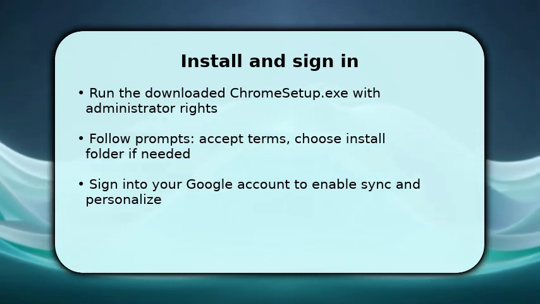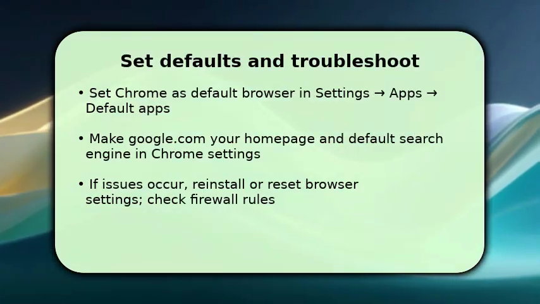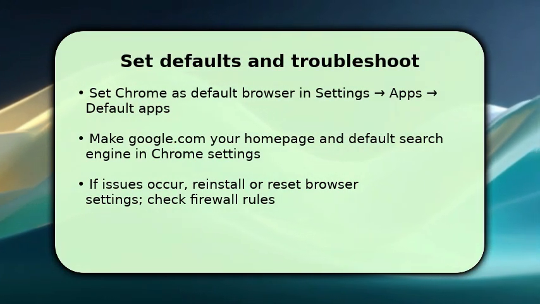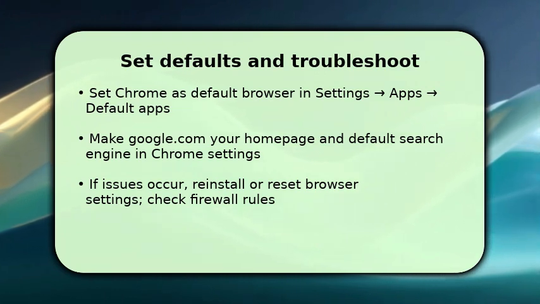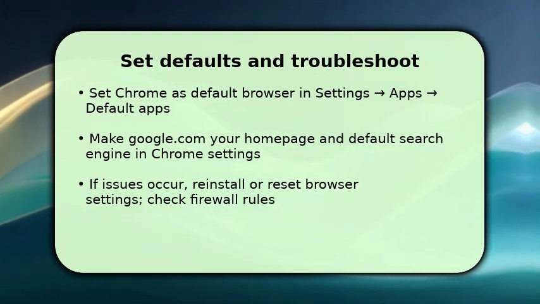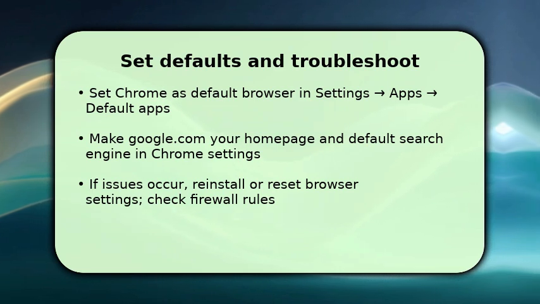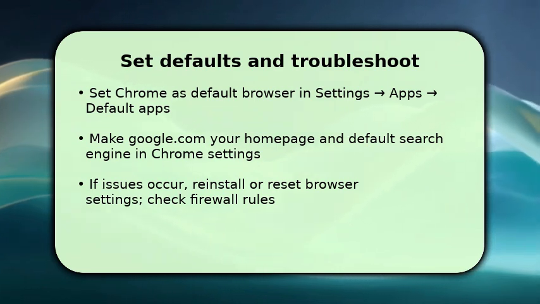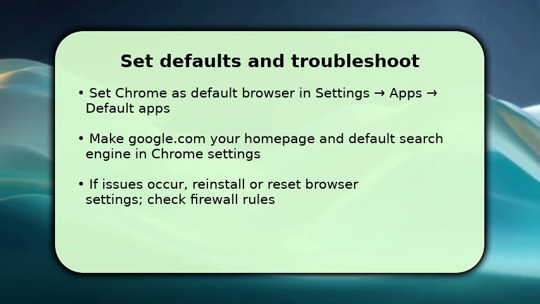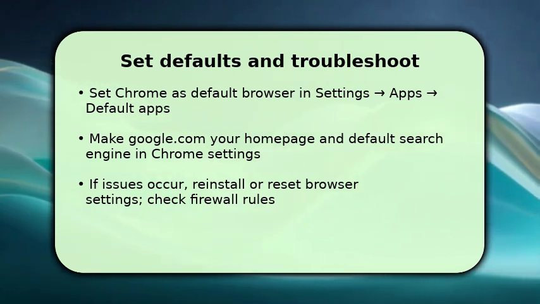Open Settings, go to Apps, then Default Apps, and select Google Chrome for HTML and HTTP/HTTPS. In Chrome settings, set Google.com as your home page and choose Google as the default search engine so searches go to Google directly. Pin Chrome to the taskbar for quick access.